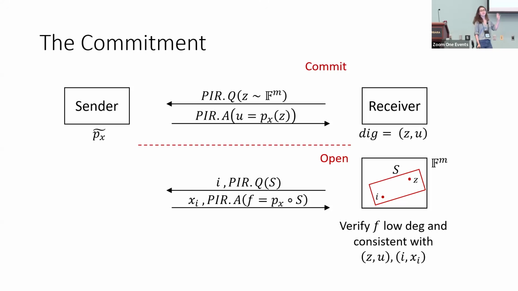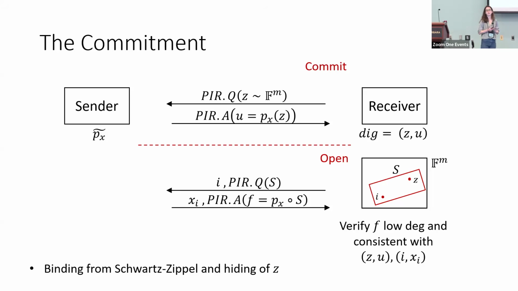Now, if the secret point z is indeed unknown to the sender, then binding follows from Schwartz-Zippel lemma, because there is a low probability that the adversary can come up with a different polynomial that agrees with the original polynomial in an unknown random point. Now, we use PIR in the interaction, so the interaction indeed hides the secret point. But as I said, we need to show that also the bit of whether the opening was accepted or rejected doesn't leak any extra information on the secret point. And this is where the leakage lemma comes in.